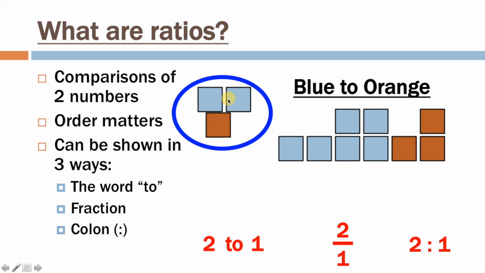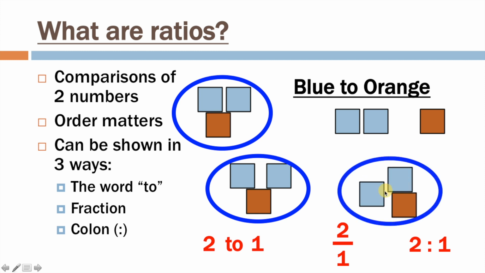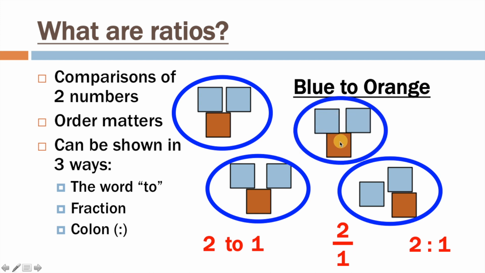2 blue squares to 1 orange square. Here's the next group. 2 blue squares to 1 orange square. Here's the third group. 2 blue squares to 1 orange square. And here's our last group. 2 blue squares to 1 orange square.